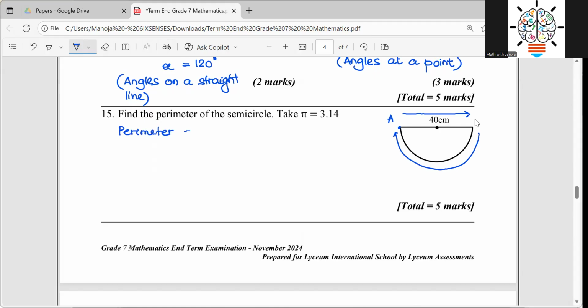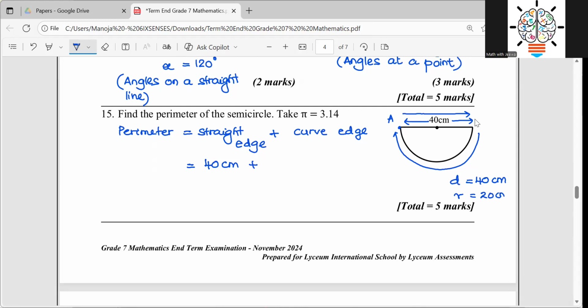So to get the perimeter, you first get the straight edge, and you get the curved edge, both, right? You get the straight edge and the curved edge. The straight edge, what is the thing? They have given 40. So straight away you can write this as 40 centimeters. That is, D is 40 centimeters, right? And then the r should be what? r should be 20 centimeters, half of it, no?